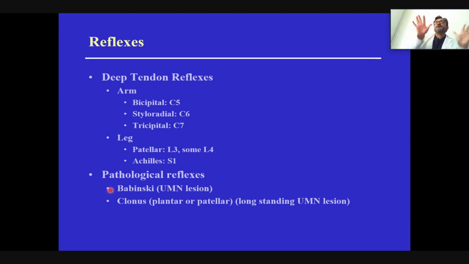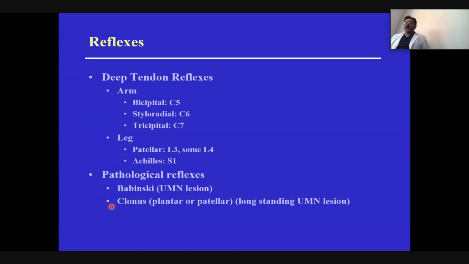The fanning of the toes means Babinski sign is positive and you have an upper motor neuron lesion, or it can be like this in children less than 1 year of age whose corticospinal tract is not myelinated. So those who have corticospinal tract not myelinated, as in infants below 1 year of age, you can find Babinski sign positive. But in adults this is usually a sign of an upper motor neuron lesion.